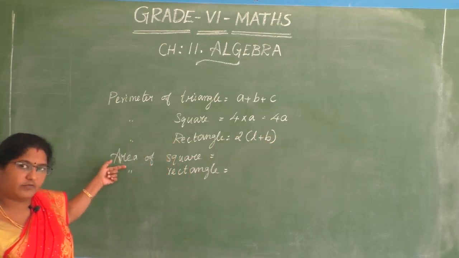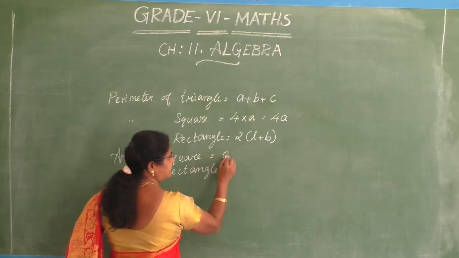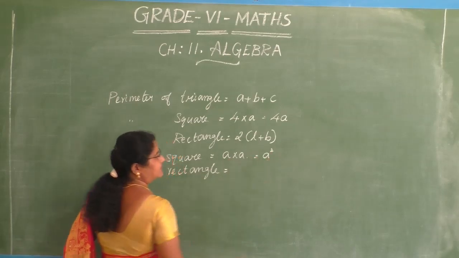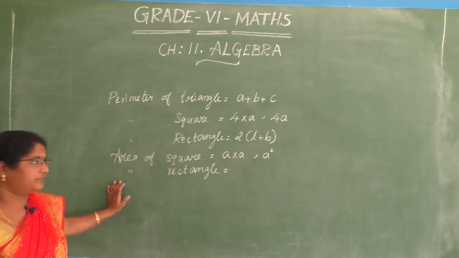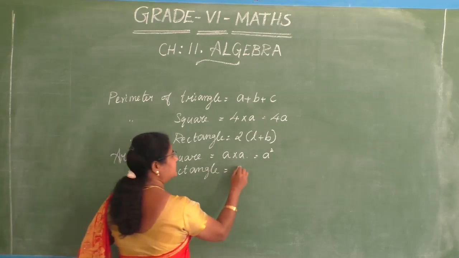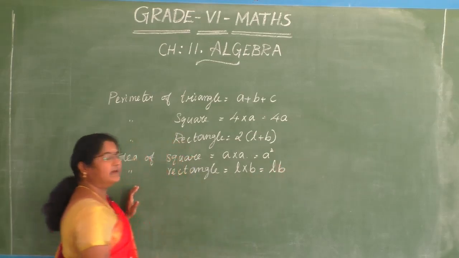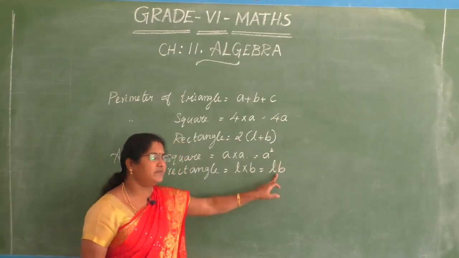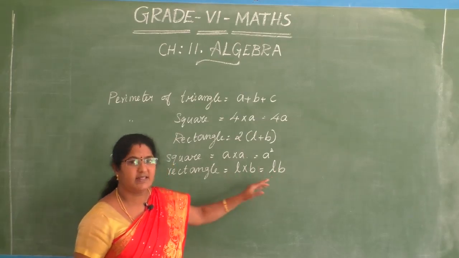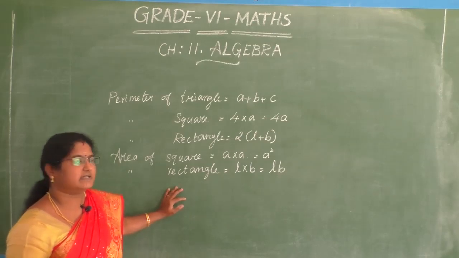Area of square. What is the formula for area of square? Side into side, that is A into A, or we can write it as A square. Area of rectangle, L into B. This we can write as LB. That means there is no symbol in between the two letters. It is considered as multiplication. This is everything we learnt in previous classes, isn't it?